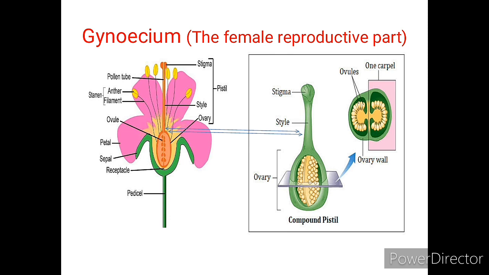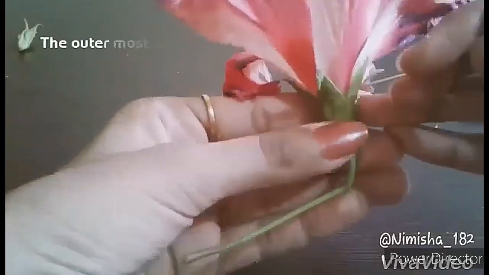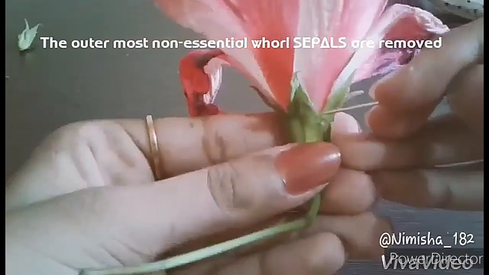So flowers are attached to the stem by a stalk or a pedicel. Some flowers do not have a stalk. These types of flowers are called sessile flowers. See, this is a hibiscus flower.